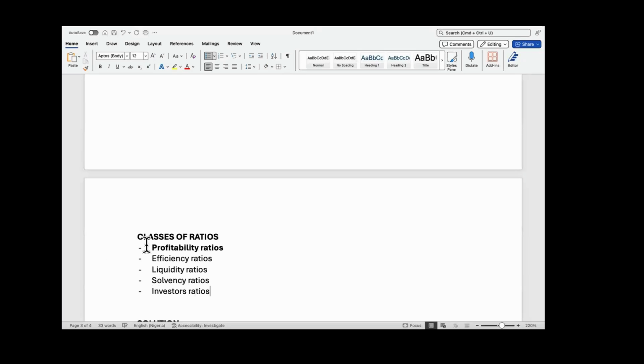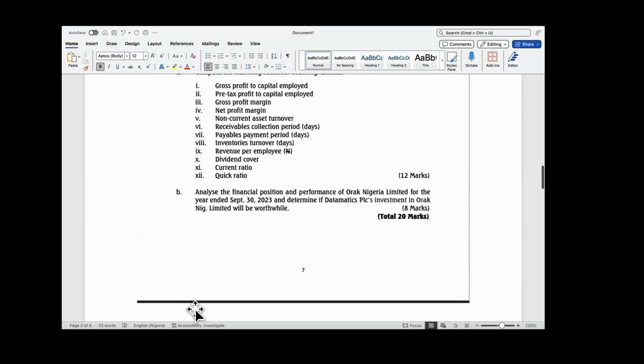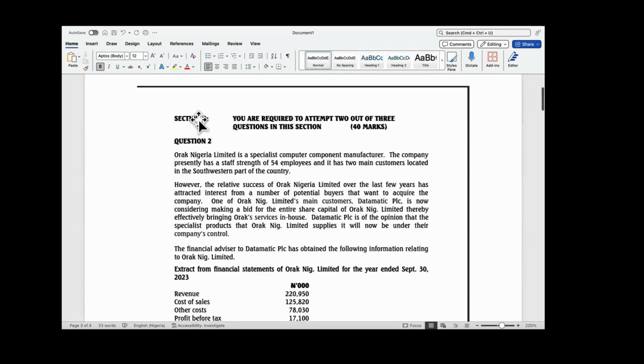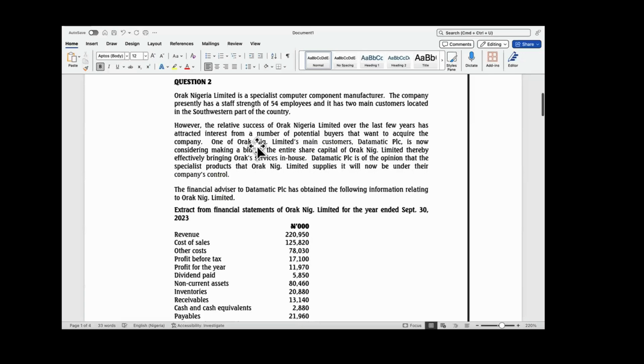So your exam requires that you can compute these ratios conveniently because you're going to find it there every diet. This diet, you find it there. So it's important you're able to compute it properly and correctly, and also be able to do some analysis. So last diet, this was question 2 under section B. So mostly you find it as question 2 in section B of your exam. This is a question.